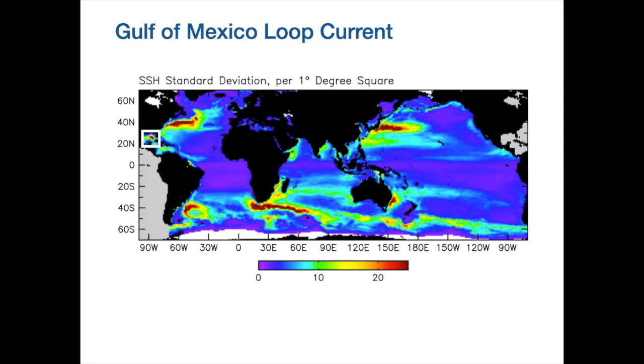So you've seen this figure before. It's the standard deviation of satellite altimetry, and where there are bright colors, you have a lot of variation in the sea surface, which is a result of mesoscale circulation. So over here we have the Gulf of Mexico, and you can see that there's a bright red spot in there indicating high eddy activity.